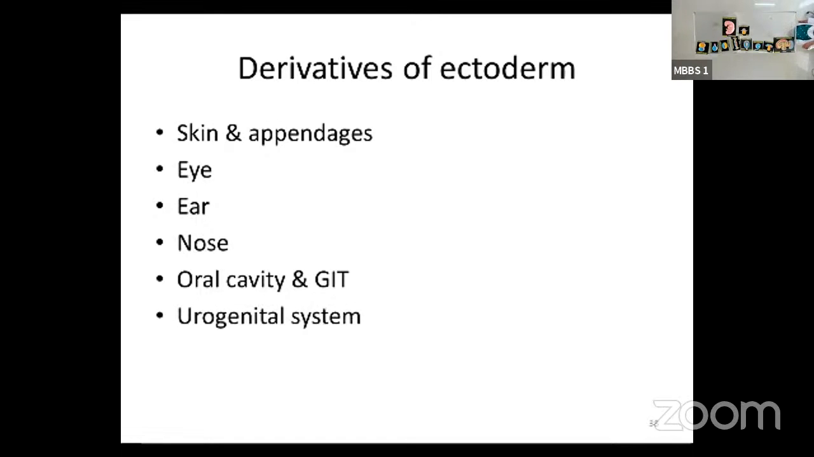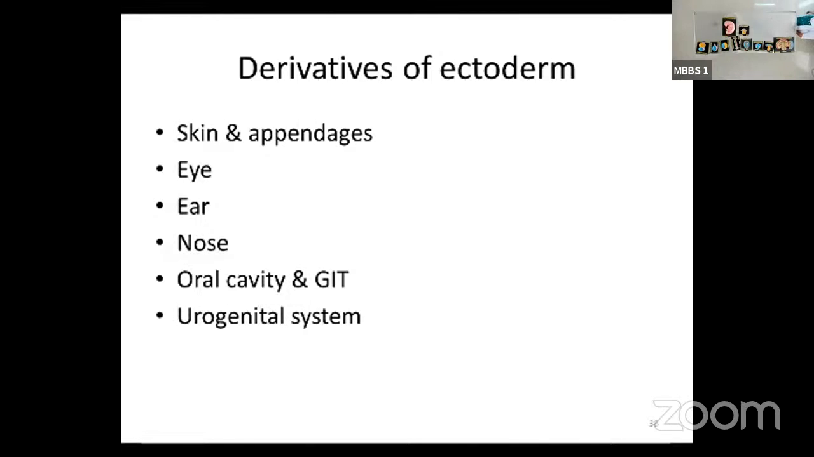If we come to eye, various structures from ectoderm are lens is there, anterior epithelium of the cornea is there. Okay, then ciliary muscles are there, conjunctiva is there. Along with that, you get lacrimal gland and nasolacrimal duct, which are ectodermal in origin.